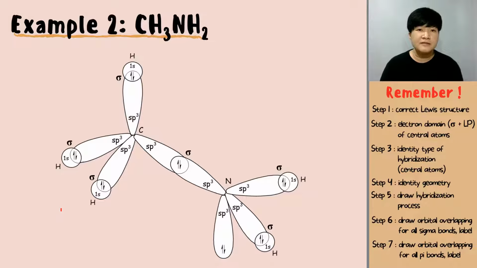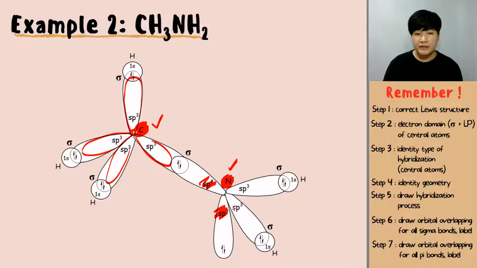What makes it different is, in certain molecules or compounds, you have more than one central atom. When you have more than one central atom, in this case your carbon and nitrogen, you need to have the hybridization process for both of the central atoms and also the hybridized orbitals for both of the central atoms in the correct geometry. So make sure they are in the correct geometry of tetrahedral for your carbon and nitrogen in this case. And the rest of the thing is actually the same. Make sure you overlap them correctly. Make sure you label every single thing that you draw.